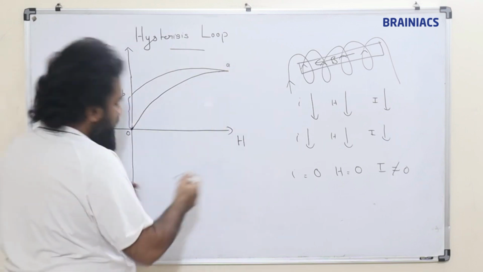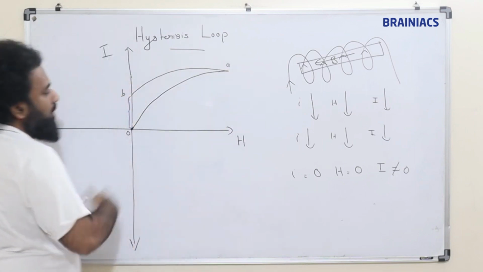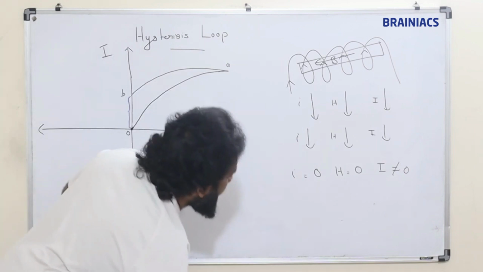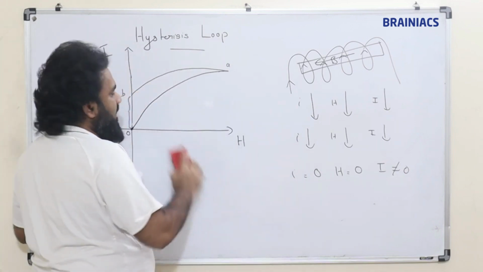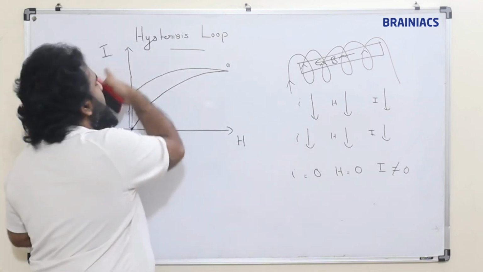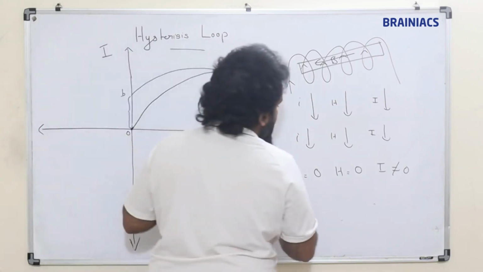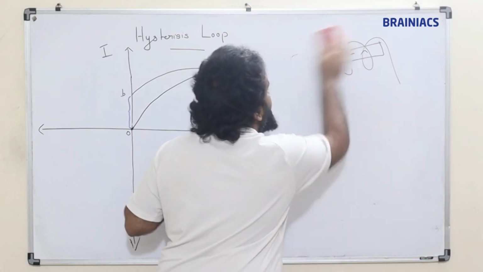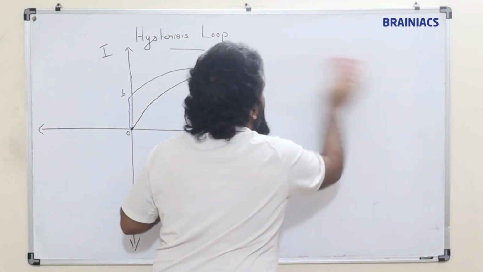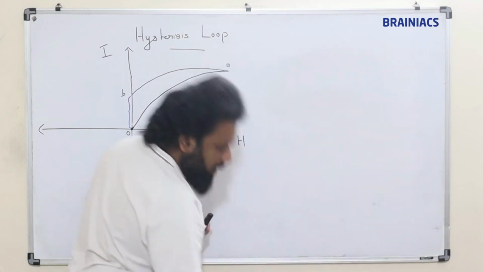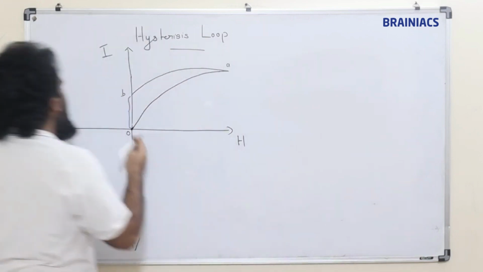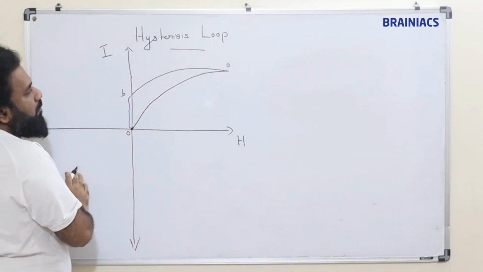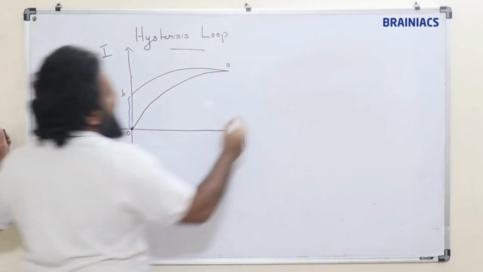Even after making the current 0 and the magnetizing field 0, I, the magnetization vector, is still not 0. Now somehow we need to make it 0.